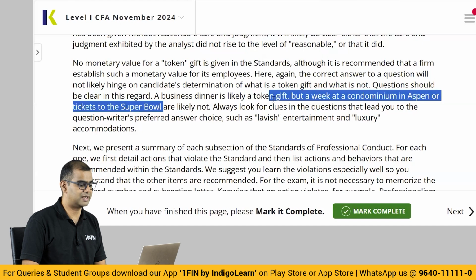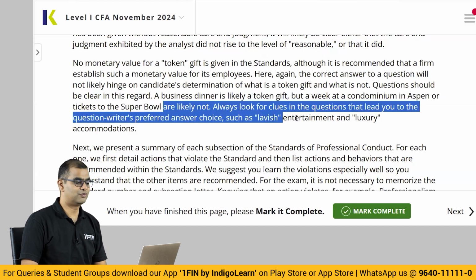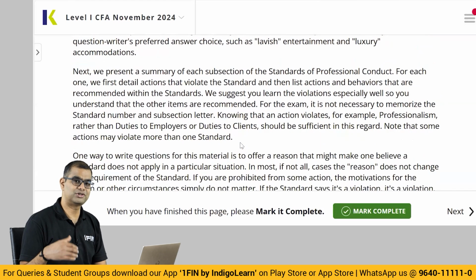A business dinner is likely a token gift, but a week at a condominium in Aspen or tickets to the Super Bowl are not. Always look for clues in the questions that lead you to the question writer's preferred choice, such as lavish and luxury. Right? When they use such words, you know it is not token.